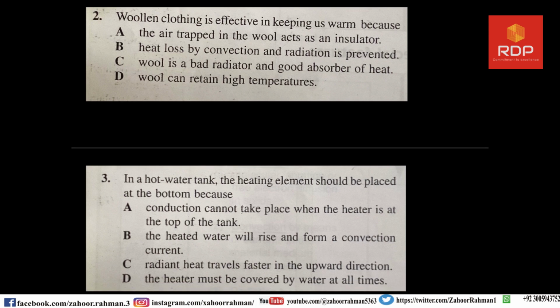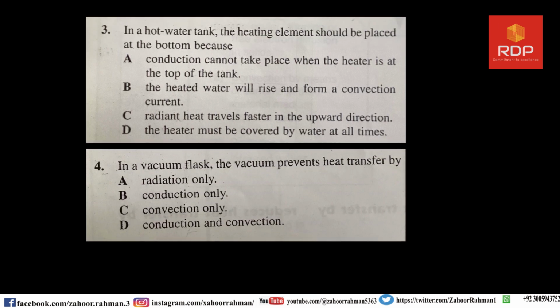Let us focus on the second. Woolen clothing is effective in keeping us warm because option A, the air trapped in the wool acts as an insulator. Yes, this is the correct option because the air trapped in the wool acts as an insulator. So remember, we also discussed this in the theoretical portion.